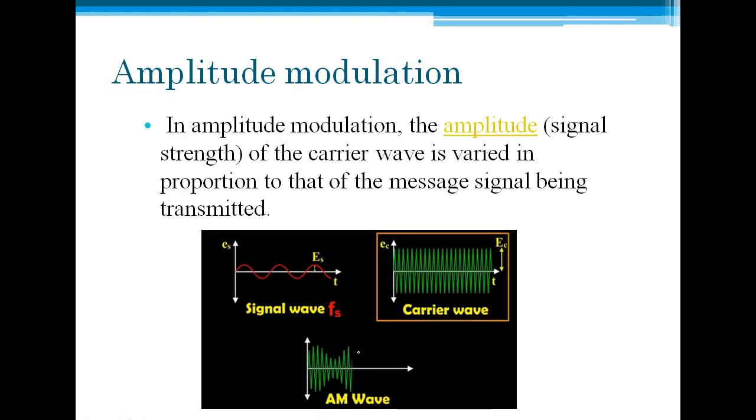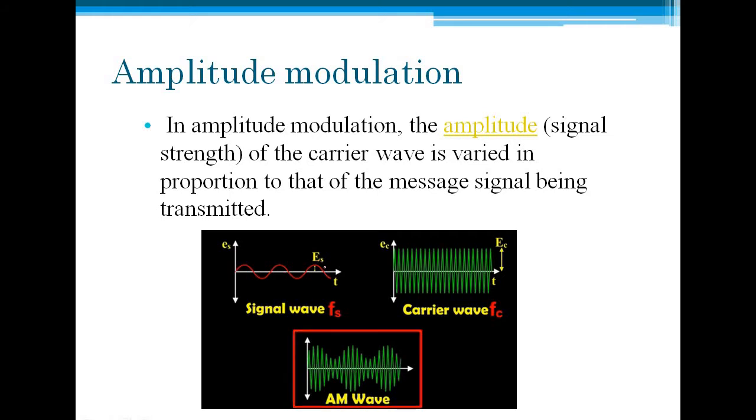Now here if you observe, there is a change in the voltage of the carrier signal. This is your carrier signal, and its voltage is changed in accordance with your modulating signal. So this waveform represents the nature of an amplitude modulated signal.